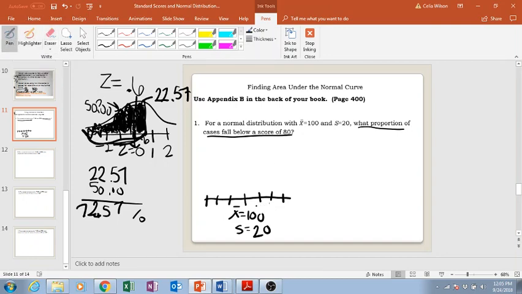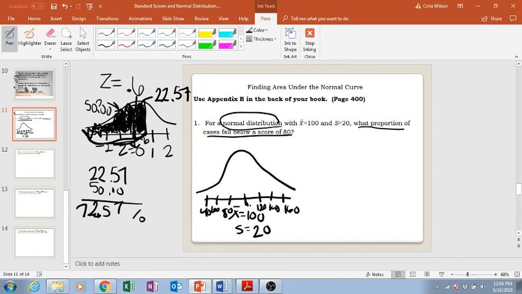Because 100 plus 20 is 120, 140, and 160, right? Then we would have 80, 60, 40. So they should go up by 20. So 40, 60, 80, 100. This is 100, 120, 140, 160. All right, and I know this is normally distributed because it tells me right here, normal distribution.